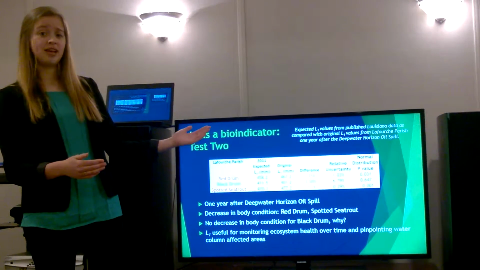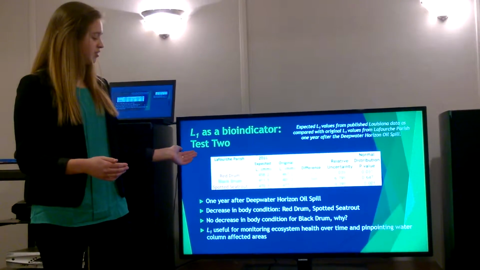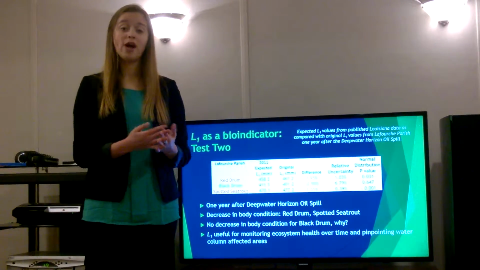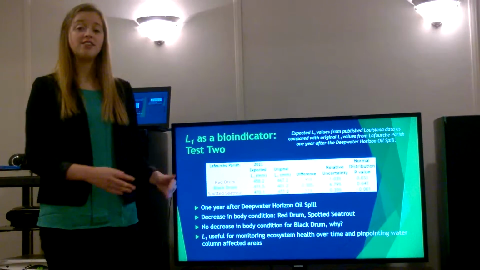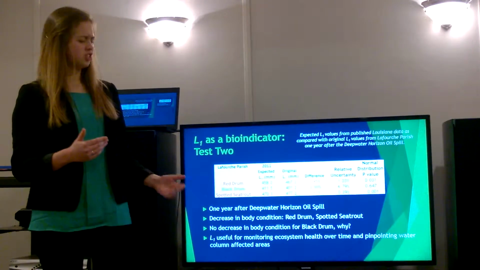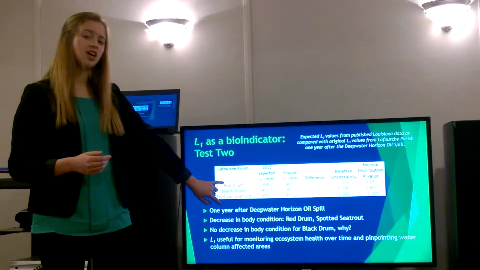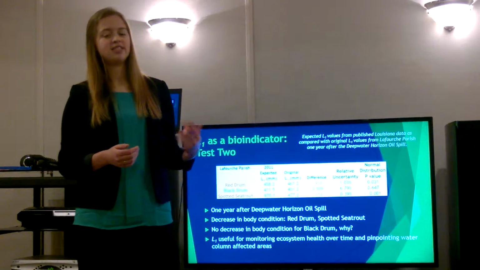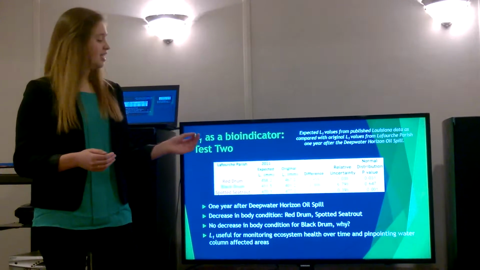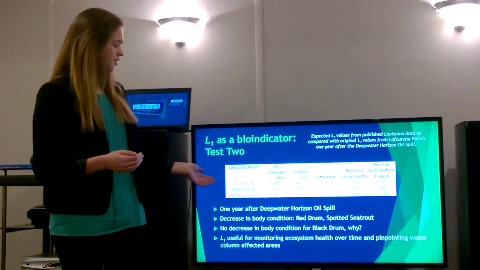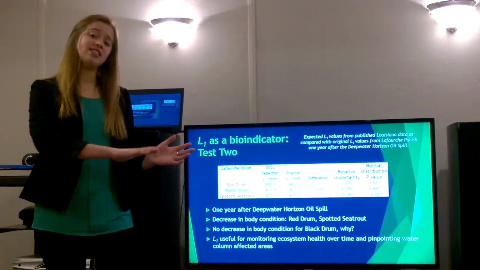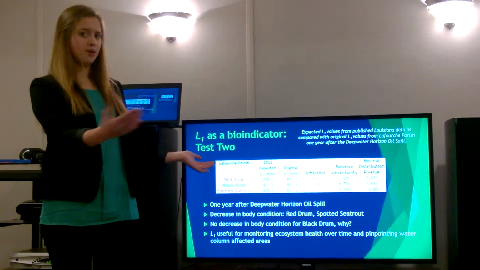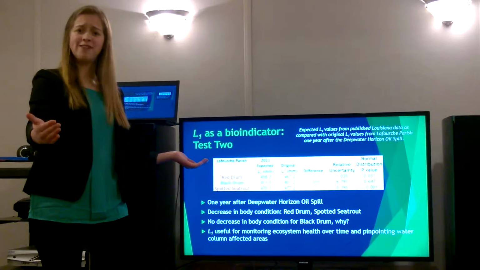The second environment I looked at was Lafourche inshore waters in Louisiana. Here, I was looking at the effects of the oil spill itself and the oil in the water on the same three species. So L1 showed that red drum and spotted sea trout saw a decrease in health, but black drum did not. Is this right, or is L1 failing as a bioindicator? No, this is right. Scientists have concluded that the heavier oil had already sunk to the bottom before reaching Lafourche inshore waters here. So the black drum, being bottom dwellers, had nice clear water and weren't affected by this.